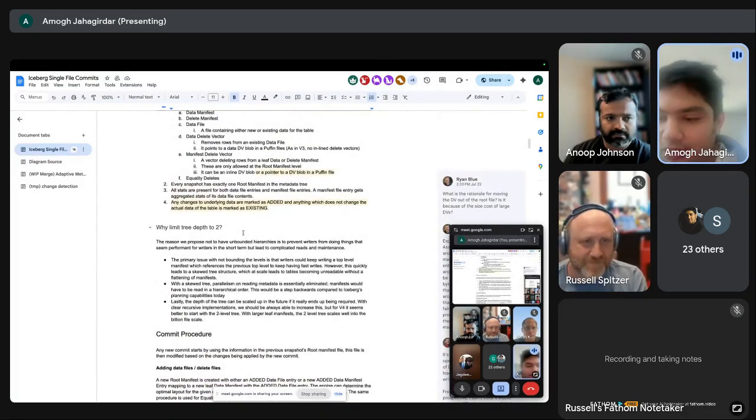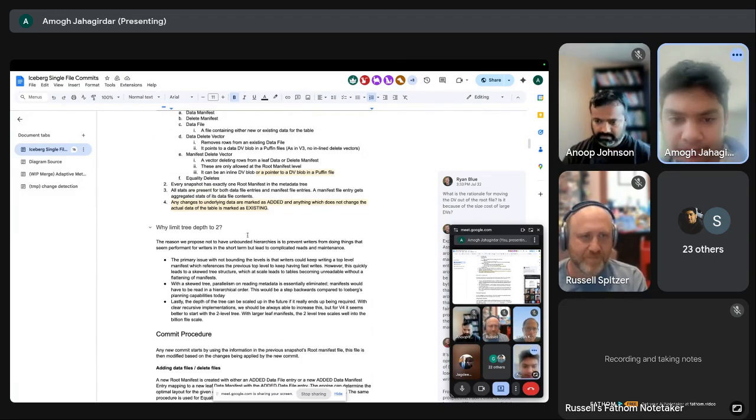Any other questions so far? I think I just covered the tree limit, tree level depth. Any questions, concerns around that?